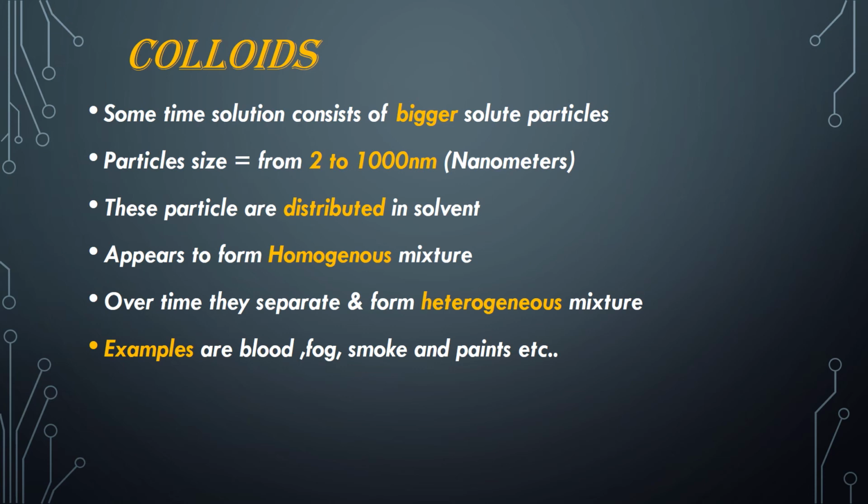Particles are distributed in the solvent, while in a solution they are mixed in the solvent. Here in colloids they are distributed in the solvent. It appears to form a homogeneous mixture, but over time they separate and form a heterogeneous mixture. If we put particles of 2 to 100 nanometers in a solvent, that means we prepare a colloid. At an earlier time, it is a homogeneous mixture like a solution. But with the passage of time, the solute particles separate from the solvent and form a heterogeneous mixture. This is the difference between colloids and solution.